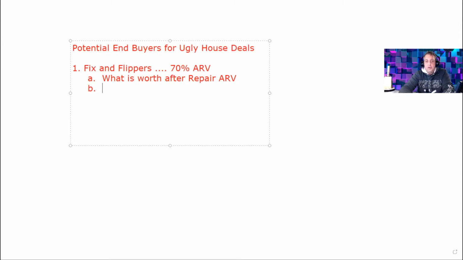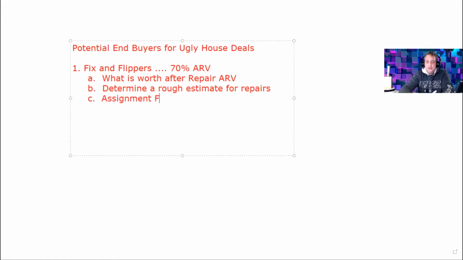The second thing we want to do is determine a rough estimate for repairs. If you can get a right-on-target estimate of repairs, that's great, not a problem at all. But you definitely need some type of estimate for repairs. And you're also going to want to make some money, so let's consider your assignment fee here.